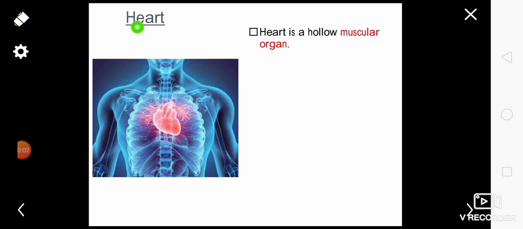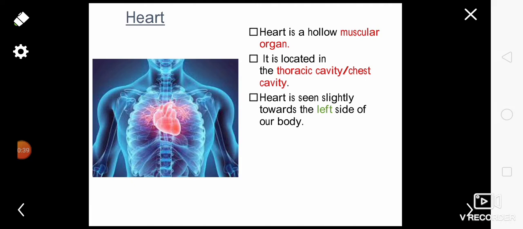Now we are moving to the next important topic, that is the heart. In this picture you can see the heart is situated almost at the center of the body, or we can say slightly towards the left side. The heart is a hollow muscular organ, and it is located in the thoracic cavity or chest cavity. In this picture you can see this is the chest region. The heart is seen slightly towards the left side of the body.